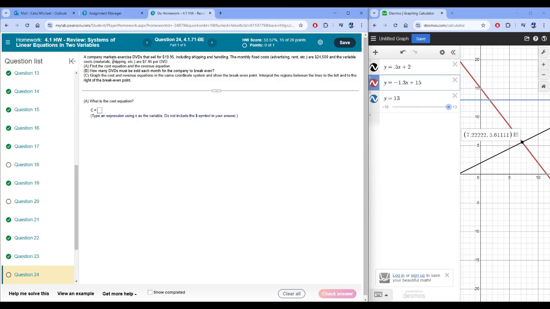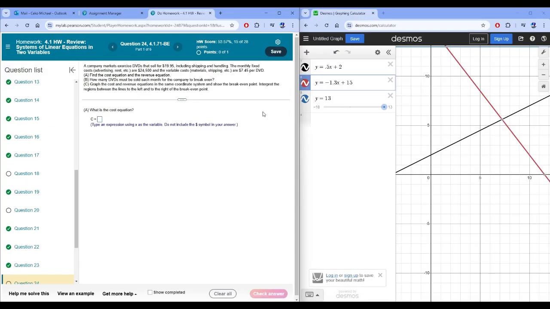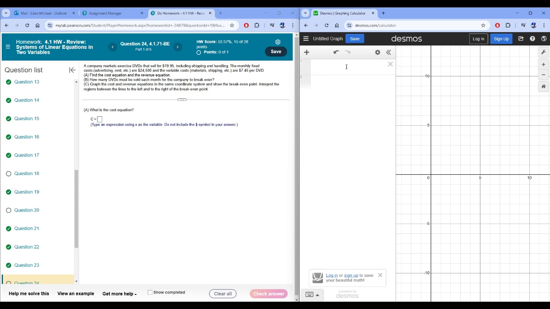Okay, so here, a company markets exercise DVDs that sell for, let me just clear this out a little bit, $19 plus shipping and handling. The monthly fixed costs are that, and variable costs are that. Find the cost equation and the revenue equation. Alrighty. Well, my cost is going to be 24,500 plus 7.45x. I'm gonna say that's my cost.